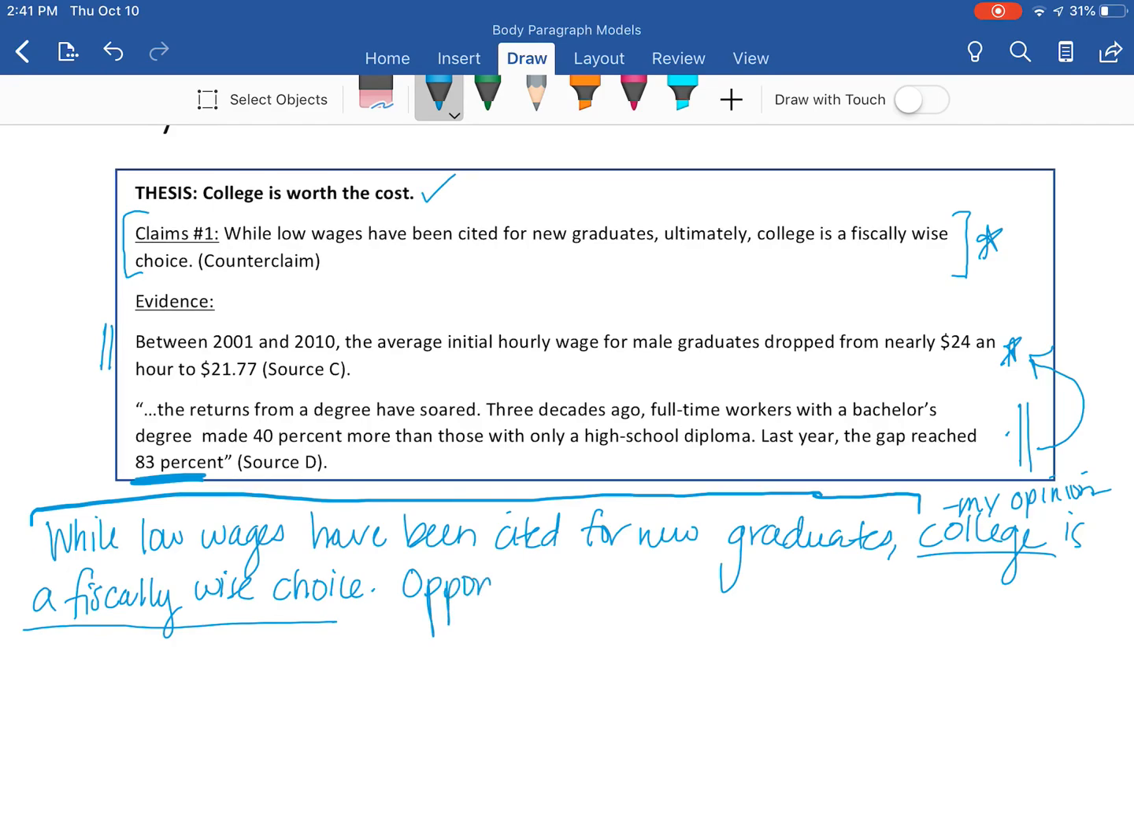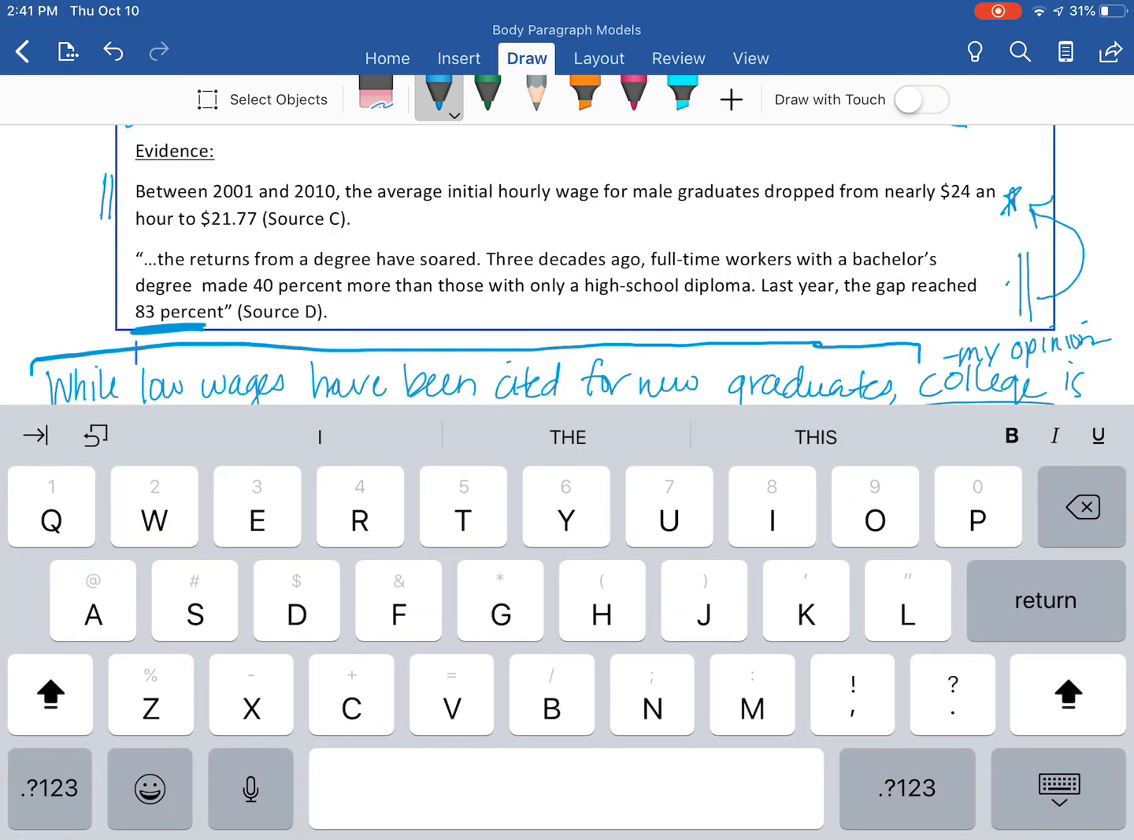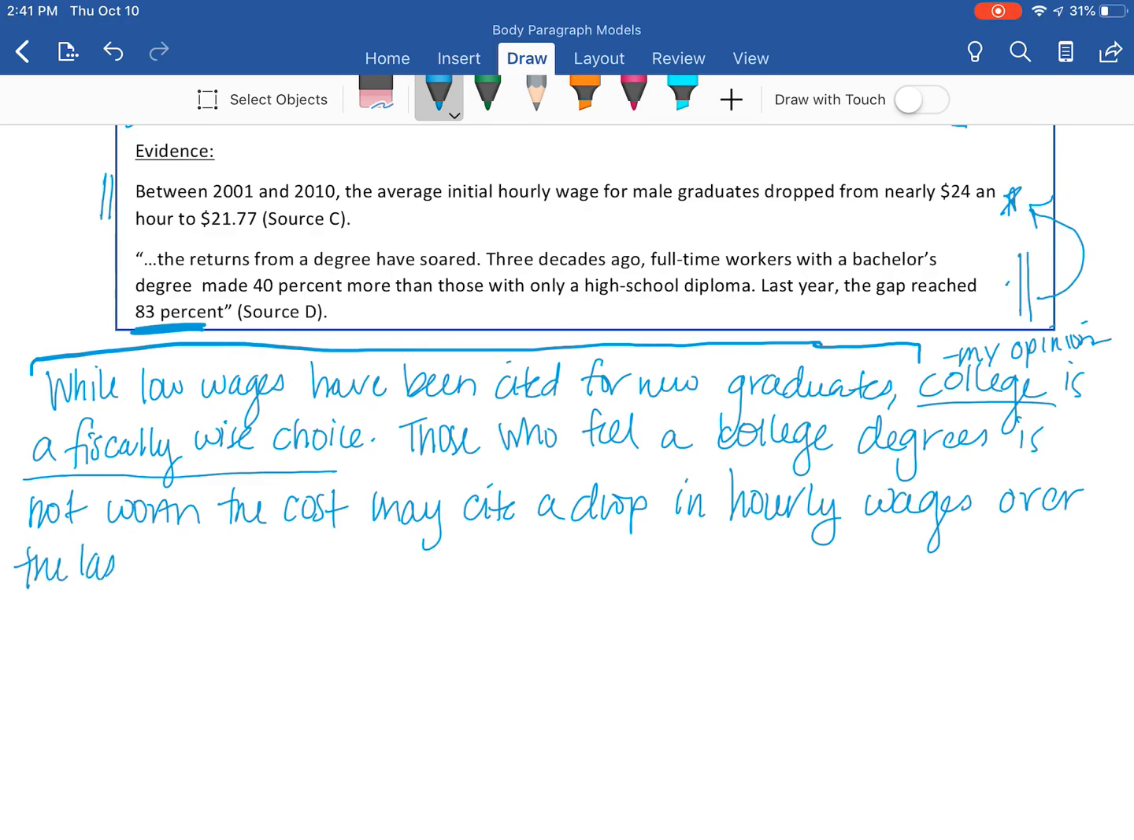I'll say, opponents of... I'm going to rephrase that a little bit. I think that's an awkward wording. Let's start that over. Sometimes that happens. You just got to start the sentence over. Those who feel a college degree is not worth the cost may cite a drop in hourly wages over the last few years.